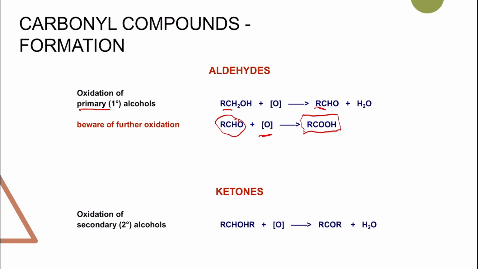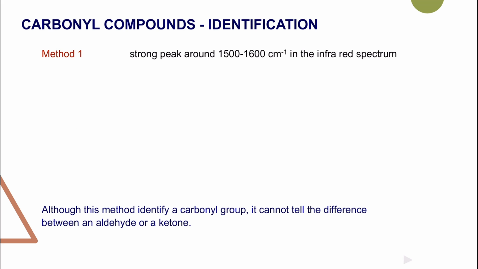Ketones, on the other hand, can easily be formed from a secondary alcohol, giving the ketone straight away. So oxidation of secondary alcohols will give you the ketone. However, ketones will not be further oxidized to give carboxylic acid. So it's much easier to get the ketone by oxidation of a secondary alcohol, while it's not as easy to get the aldehyde from oxidation of a primary alcohol, because it will be further oxidized.